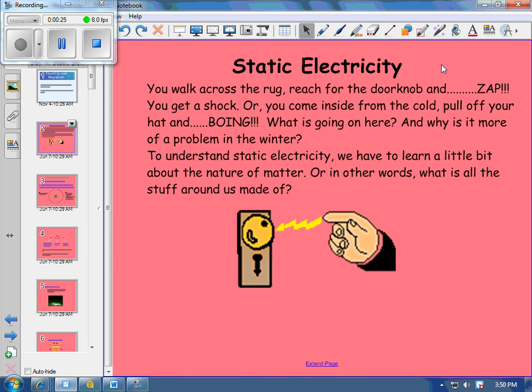Static electricity. You walk across the rug, reach for the doorknob, and zap, you get a shock. Or you come inside from the cold, pull off your hat, and boing! What's going on here? And why is it more of a problem in the winter? To understand static electricity, we have to learn a little bit about the nature of matter. Or in other words, what is all this stuff around us made of?